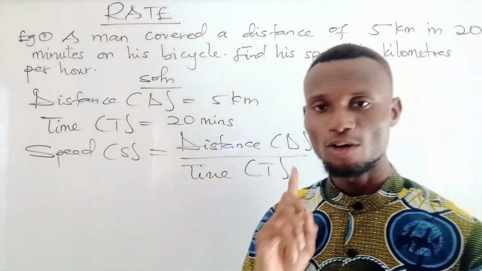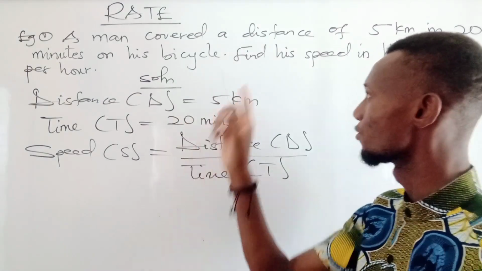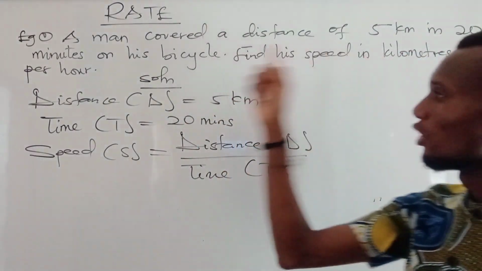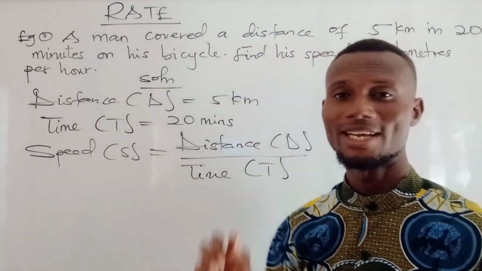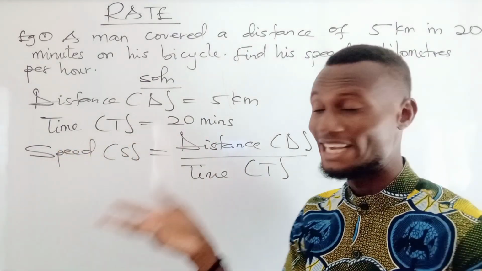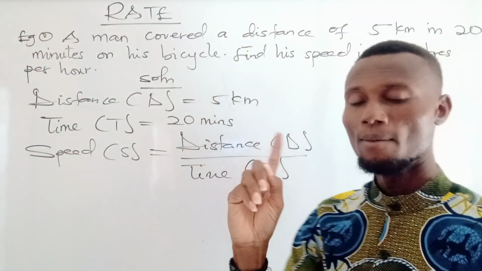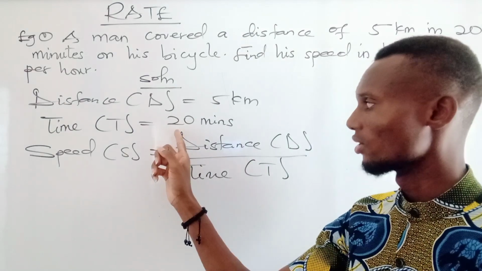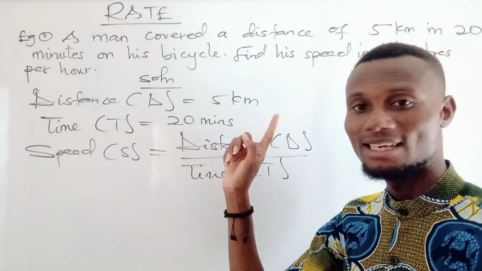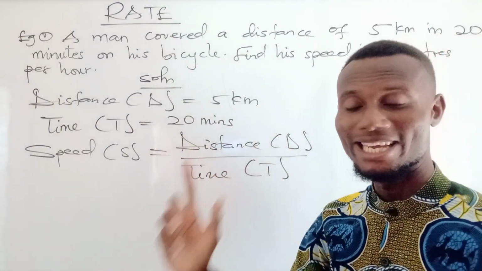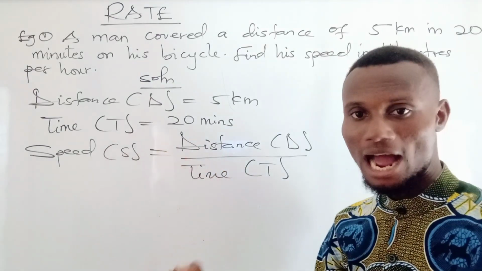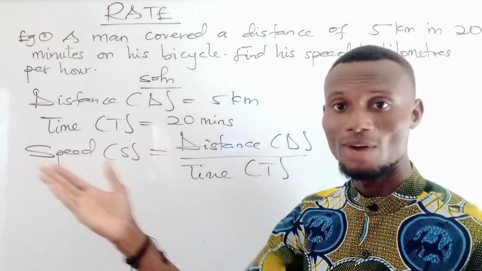Okay, but take note that the question is asking us to find the speed in kilometers per hour. You can see that the distance is already in kilometers, which is 5 kilometers, but the time is in what? Minutes. But the question is saying that we should find the speed in kilometers per hour.